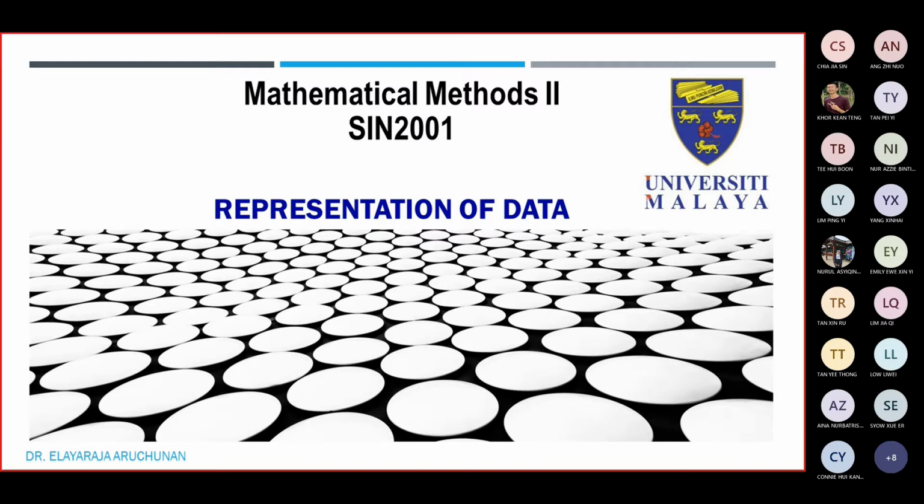Representation of the data. In mathematical methods, data is very important, and you need to know how to represent your data in mathematical terms. Especially when we use arithmetic calculation with a computer, we have to consider the approximation, which means we have to look into the decimal numbers as well as the significant figures. So this is what we're going to discuss today.